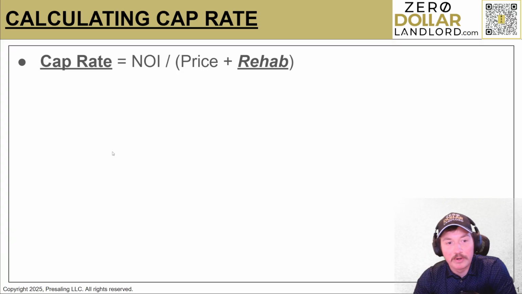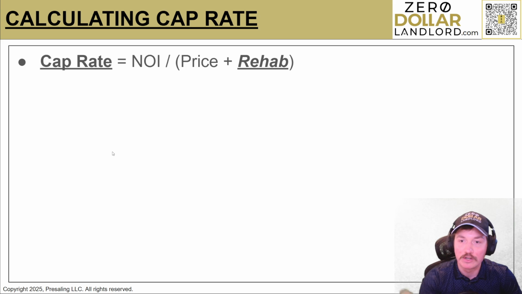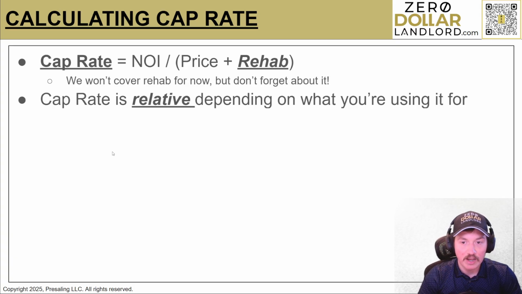All right, this is cap rate. It is very, very important to understand cap rate, because this is like the one number that controls basically the entire world economy, so to speak, because it expresses a rate of return. So net income divided by your price plus rehab, which we're not going to cover yet, is expressing your rate of return essentially. So it's relative to what you're using it for.